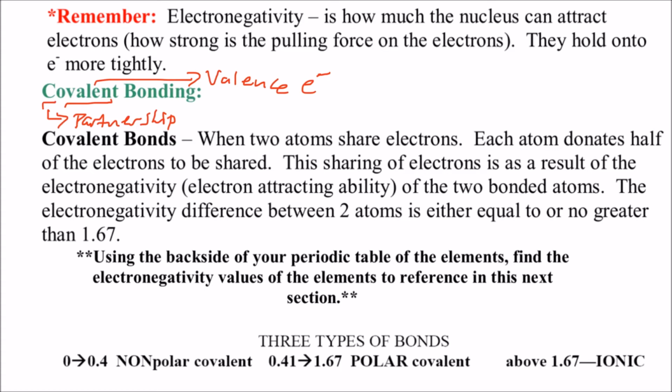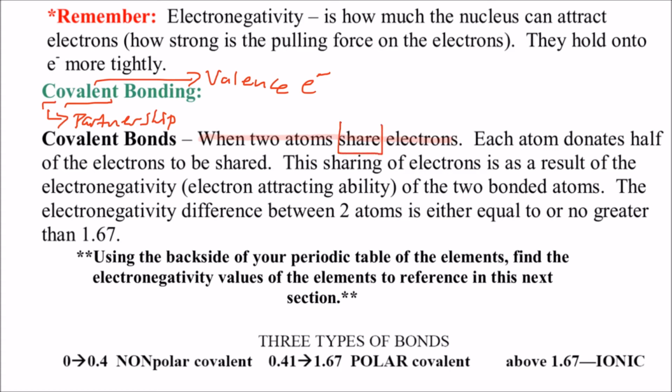Alright, so here's the simple basic definition right here. When two atoms share electrons with each other, they are in a covalent bond. Okay, so when the electrons are shared, they're in a covalent bond.